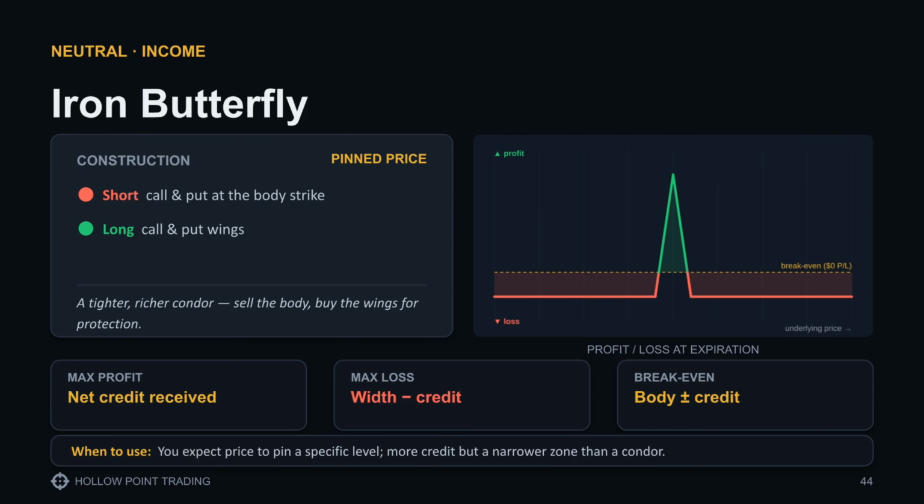An iron butterfly is tighter. You sell a call and put at the same strike, and buy wings for protection. It offers higher potential credit than a standard condor, but creates a much narrower profit zone.